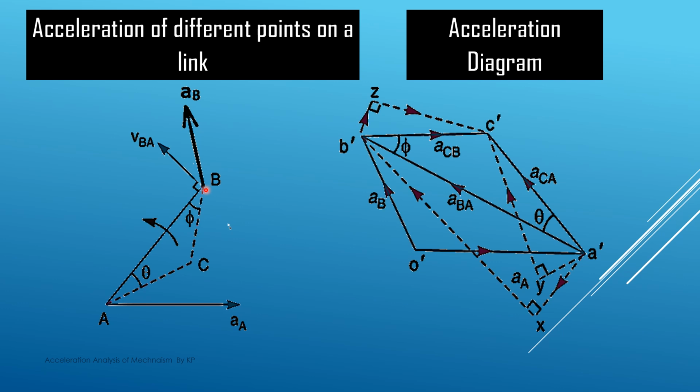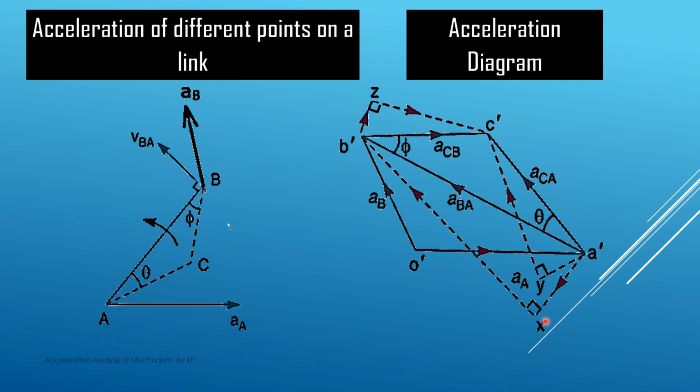But we know the acceleration of B with respect to point A. It is having two components. One is the radial component, that is towards A, or from B to A, and it is having some tangential component which is perpendicular to the line joining BA, or in the direction of VBA. So two components we have, radial and tangential. So from this A dash point we draw a line which is parallel to BA, and its direction is from B to A in the downward direction.